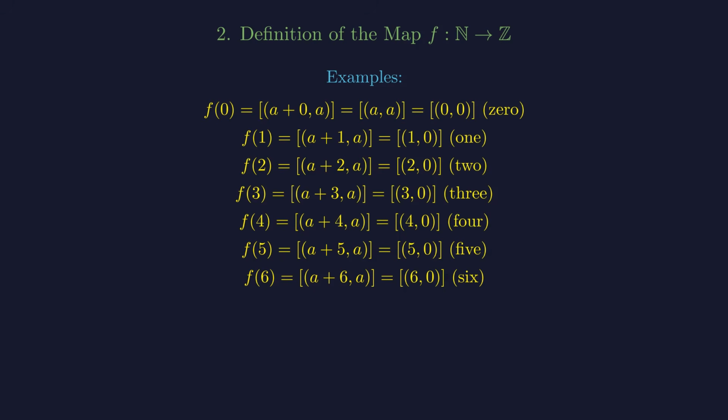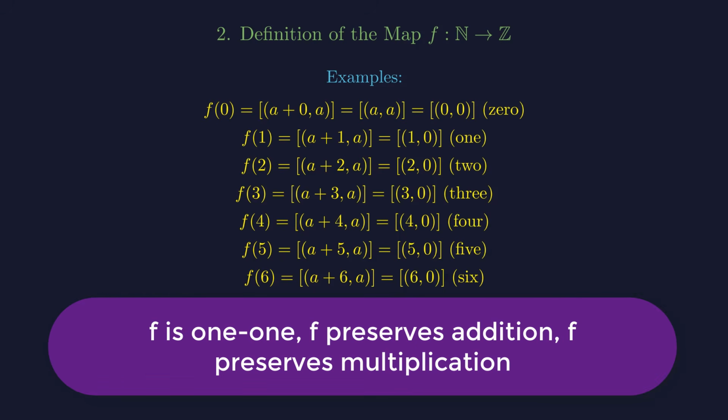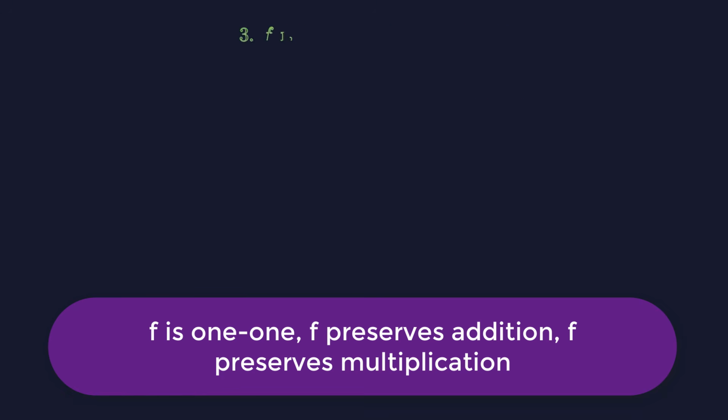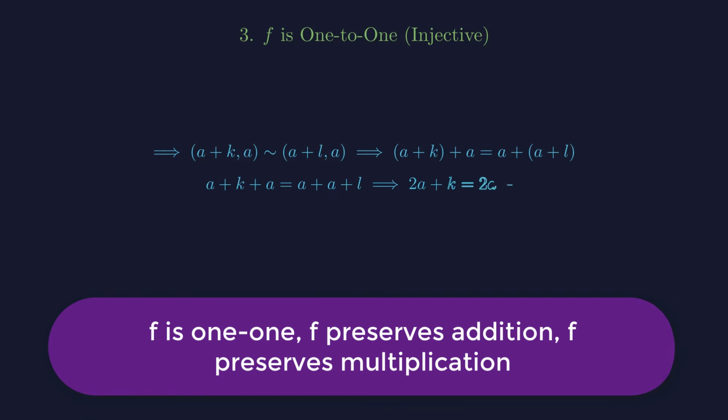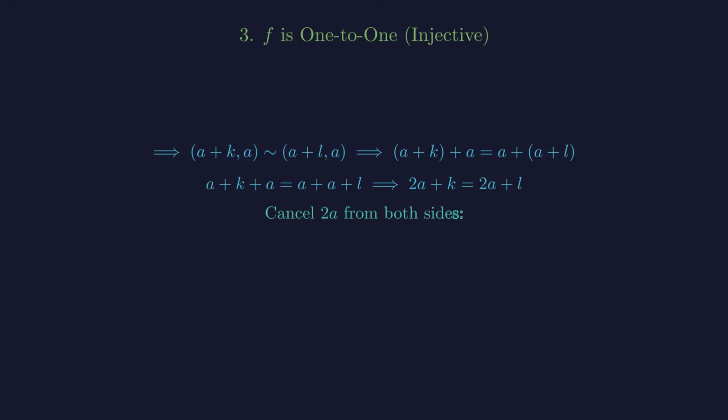From the example, intuitively, although we will prove it later on, it seems that f maps N into the positive integers. If f is 1 to 1, f preserves the addition, that is, f maps the sum of two natural numbers into the sum of the corresponding integers or classes, and f preserves the multiplication, that is, f maps the product of two natural numbers into the product of the corresponding integers or classes. Then we say that f is an embedding map, and N is embedded into Z.